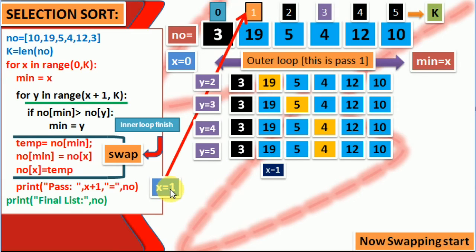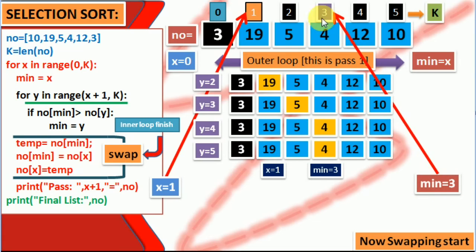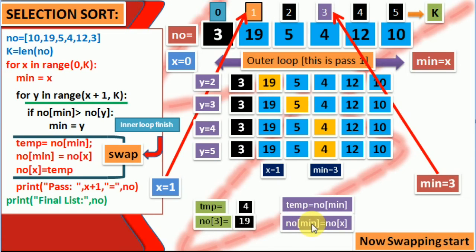You know that x is at 1, min is at 3. That means the value at x is 19 and the value at min is 4. What is the first line? temp equals arr of min, meaning copy the value of arr of min inside temp. So temp equals 4. This value is now part of temp. The next line is arr of min. What is arr of min? This is the position 3. Override the value 4 with 19. That means this value has been shifted here and overwritten. Both blocks now have 19 and 19.